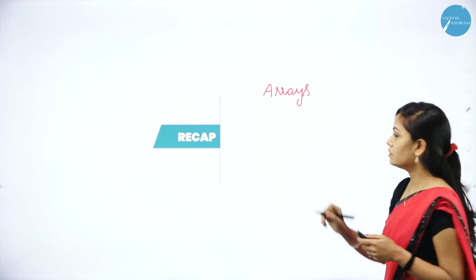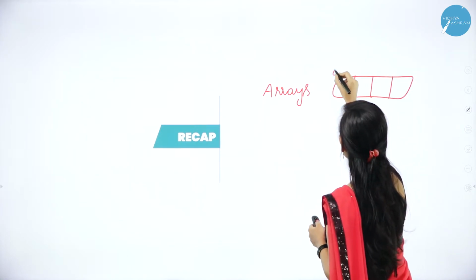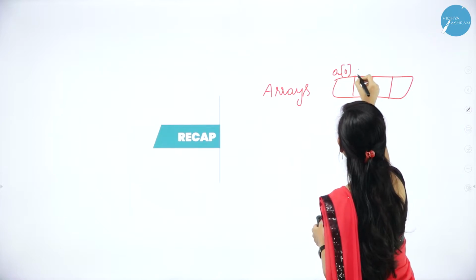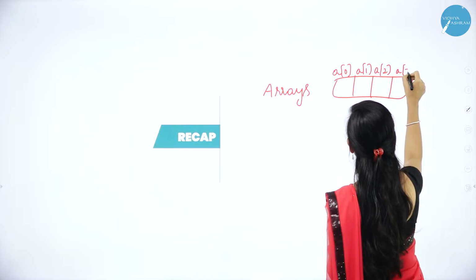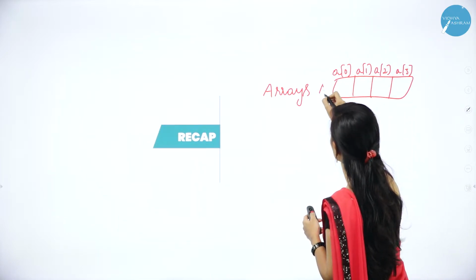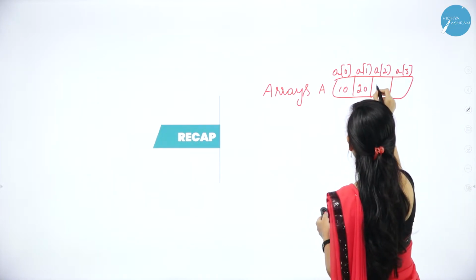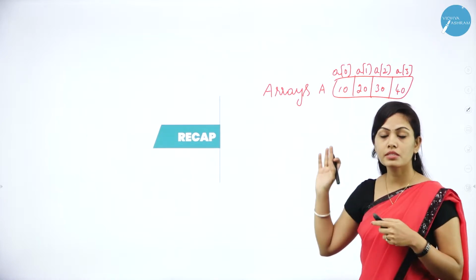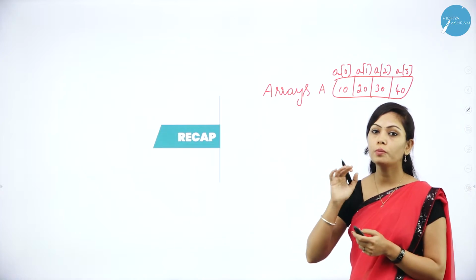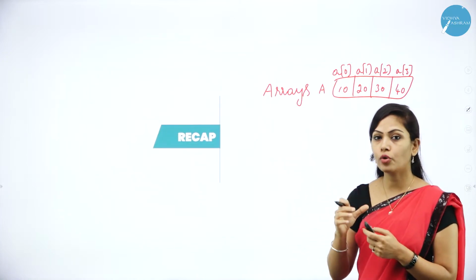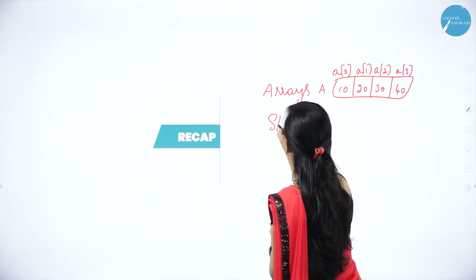How to represent the array? A of 0th location, A of 1, A of 2 and A of 3. Here we have 4 locations. A is the name of the array. Here I will take 10, 20, 30, 40. This is the way of visualizing an array. So array means collection of homogeneous elements. So array can hold multiple data elements.